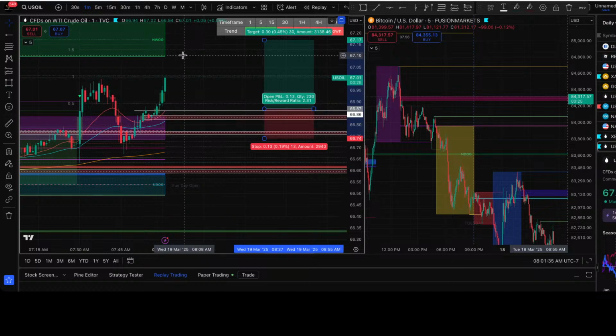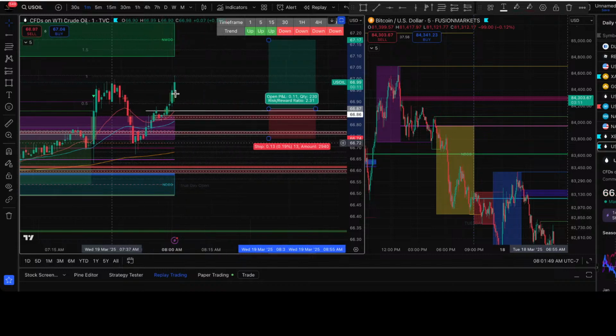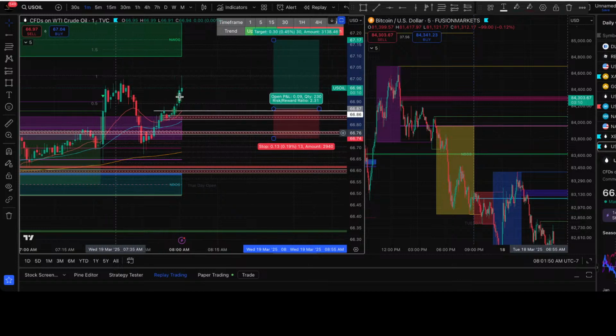As soon as it hits the bottom of the NWOG, that's when I would roll stops. It's a short move, but it's a short range with one standard deviation right here. So we've already taken the highs. Now we might have a little bit of a pullback here. Ideally, we just want to see this thing continue to run.